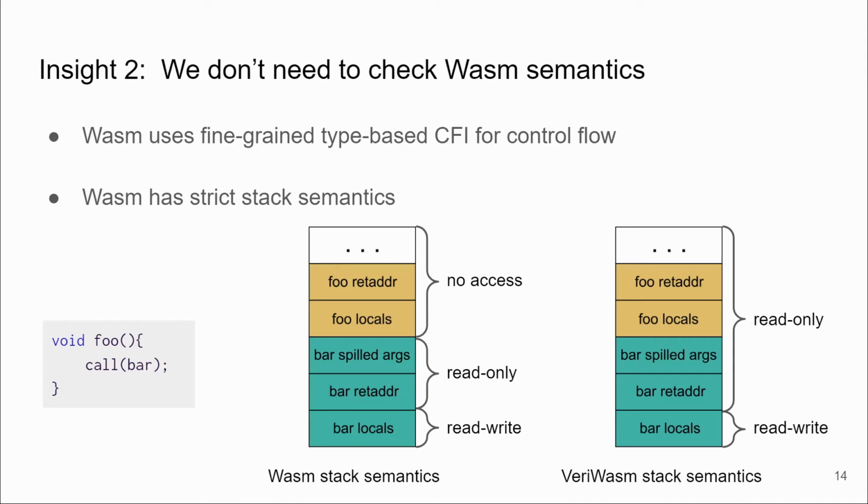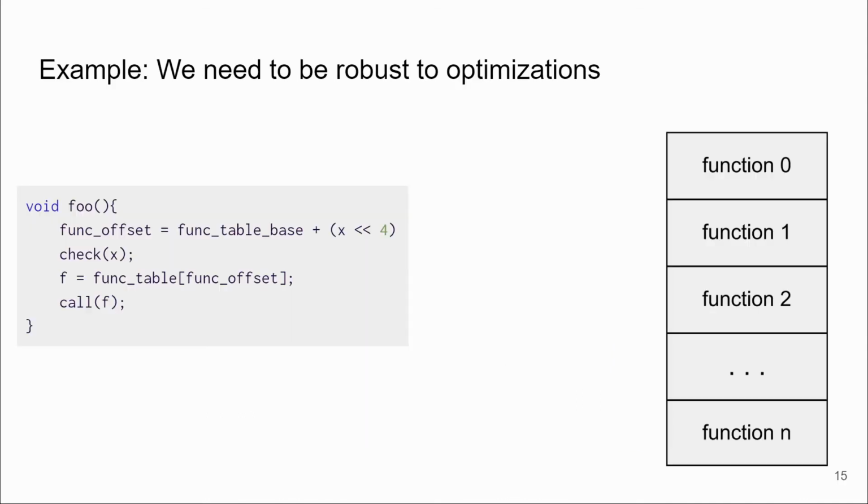Alas, we still need to reason about optimizations. One optimization pass we ran into in practice is instruction reordering. Here, the function foo performs an indirect call to the function specified by x in the function table. It does this by creating a variable, func_offset, that indexes into the function table from x. But the offset into the lookup table is created before x is checked. The function offset created from x is safe only if x is later checked to be within the table.